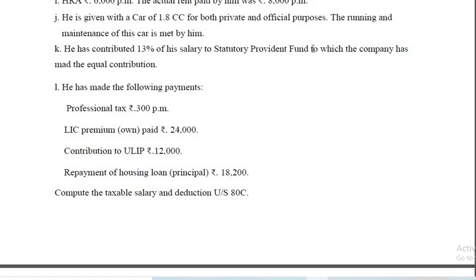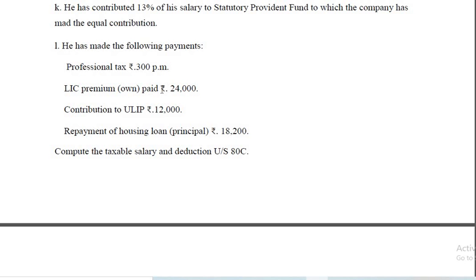Again, what is salary? Salary means basic, that part of DA which enters into retirement benefits, and commission based on turnover. He has made the following payments. Professional tax comes under deduction from salary, gross salary. So that is 300 into 12. LIC premium paid 24,000. This comes under 80C.